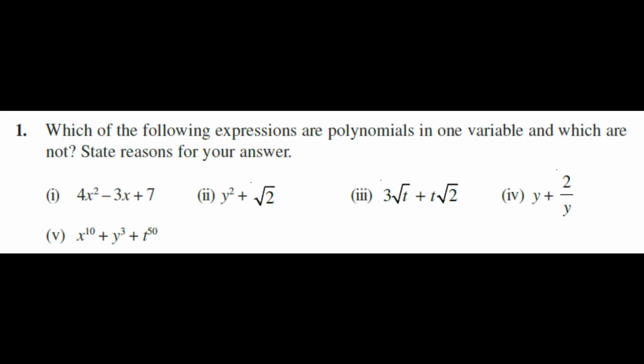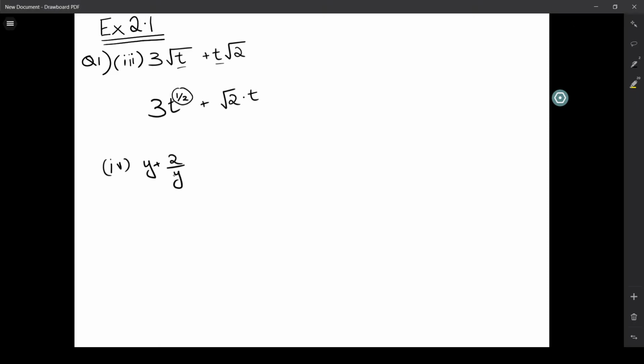Moving to the fourth part. The fourth part is y plus 2 upon y. Here again, this expression is in one variable, but it is not a polynomial. If we represent this expression in a different way, it can be written as y plus 2y to the power minus 1. Here again, the power of y is not a whole number, which makes this expression not a polynomial.